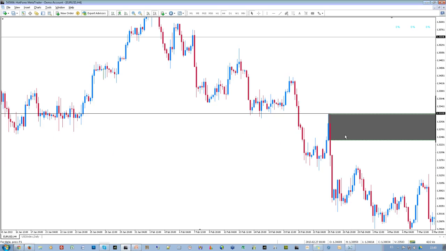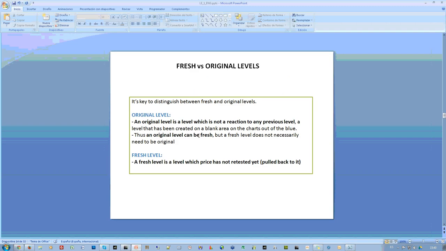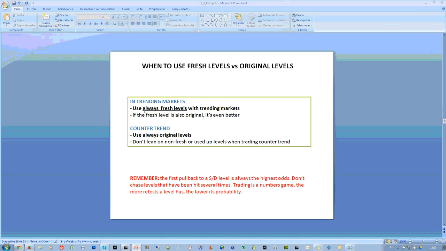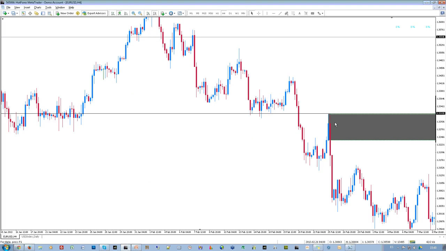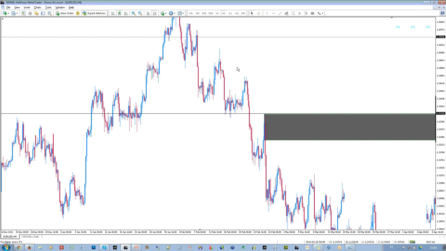It is also good for trading with a trend, because if we are in a trend, as you can see here, the trend is like that. So this is a trend. We can use this for trading with a trend because for a trending market, we always use fresh levels. If it is original, it's even better.